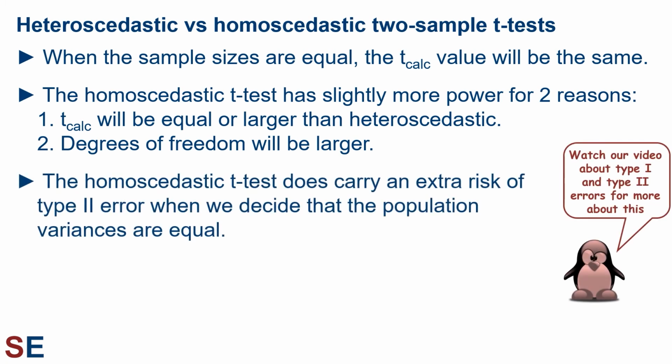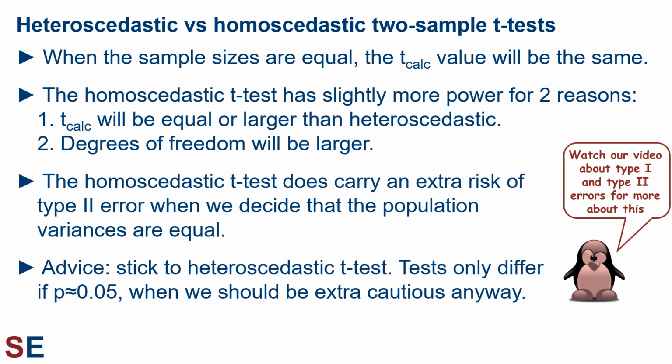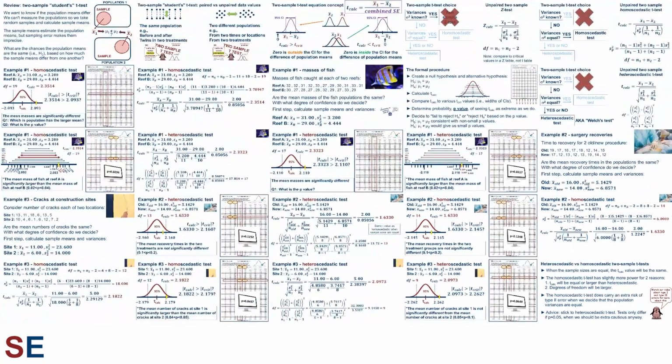Even though the homoscedastic test seems better because it has more power, the homoscedastic t-test does carry an extra risk of type 2 error when we decide that the population variances are equal. For this reason, my advice is that we should generally stick to the heteroscedastic t-test in the real world. The two tests will only differ in their conclusions if p is close to 0.05, when we should be extra cautious anyway. I hope you found these examples useful.